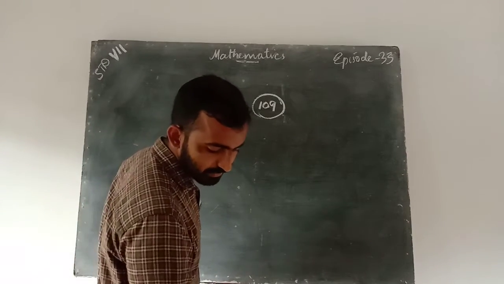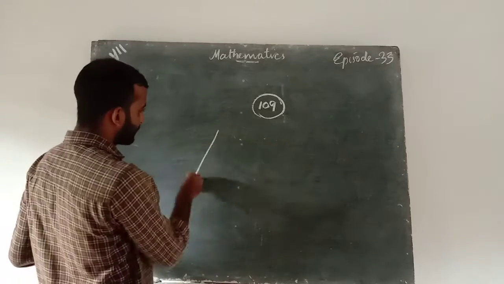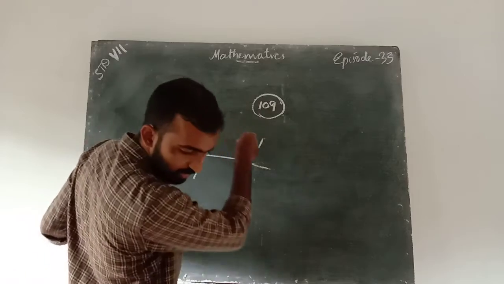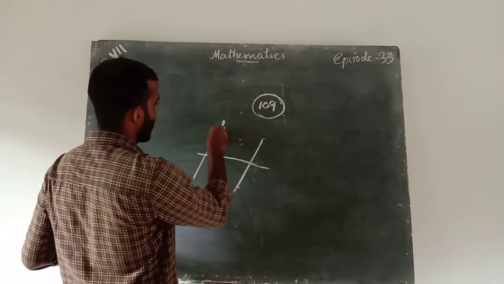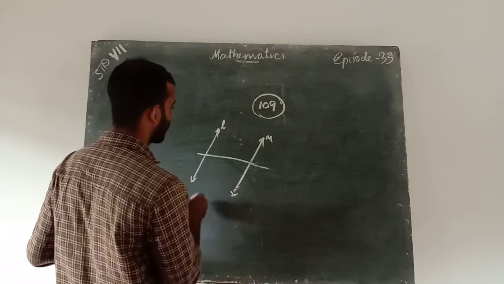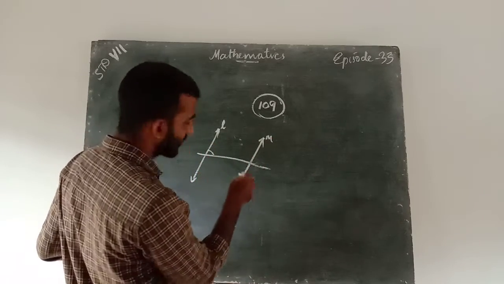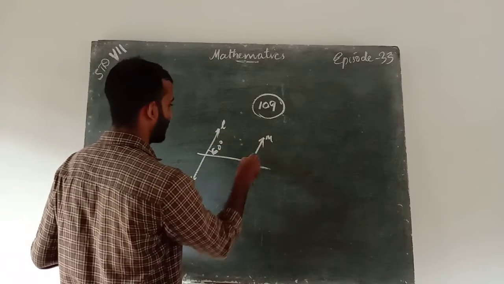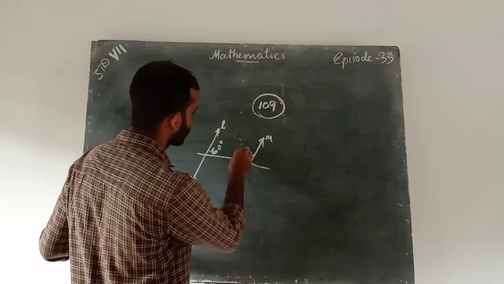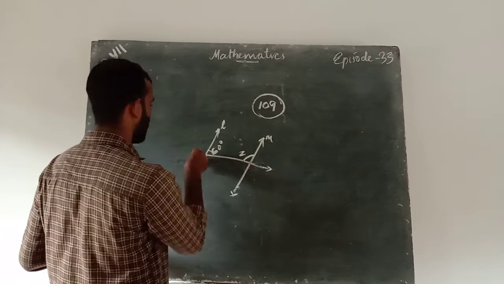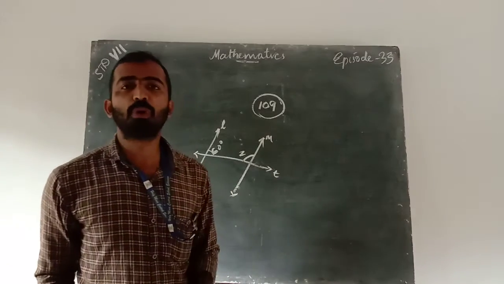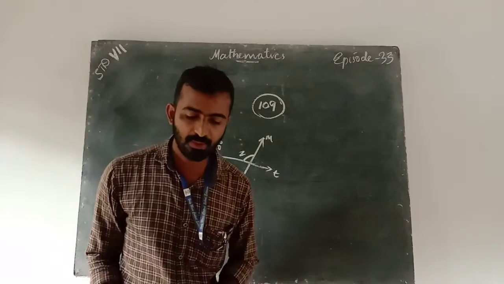Next, try this. This line is L, this line is M, and this is 60 degrees. And this is Z. We want to find the value of Z.